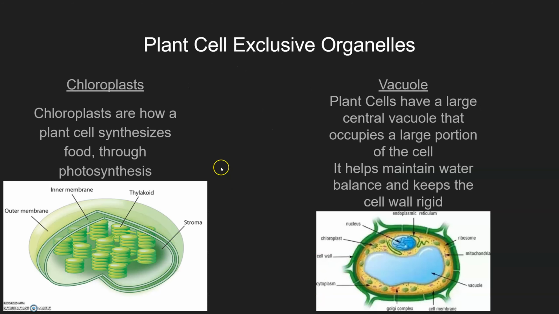the cell wall. Here are the two plant cell exclusive organelles, chloroplasts and vacuoles. Chloroplasts are how a plant cell synthesizes food through photosynthesis, and the large central vacuole that plant cells have takes up most of the cell, and it helps maintain the water balance and keeps the cell wall rigid.